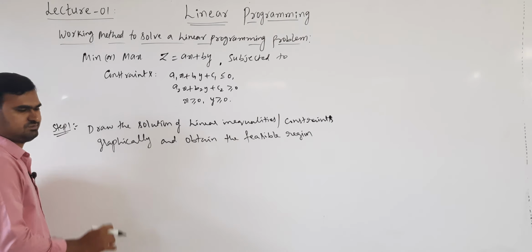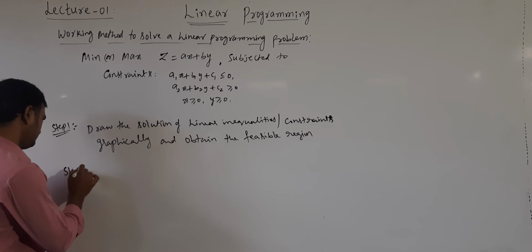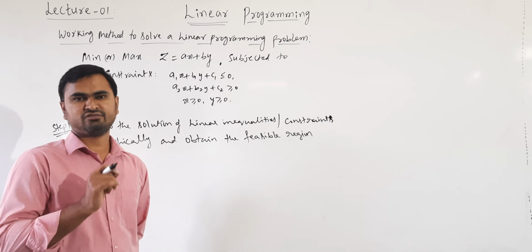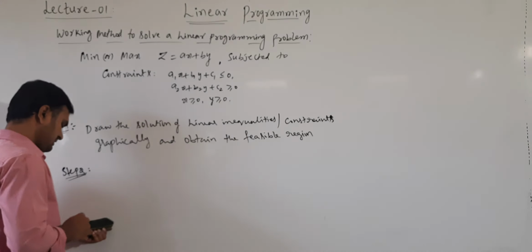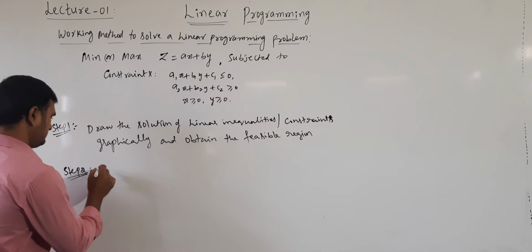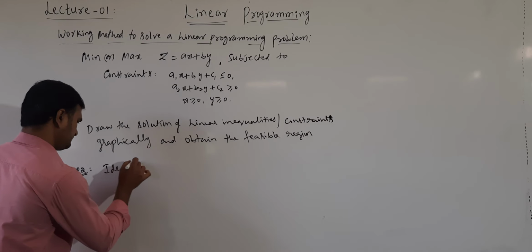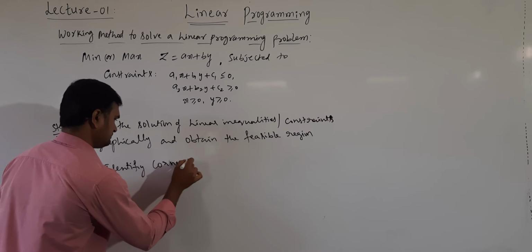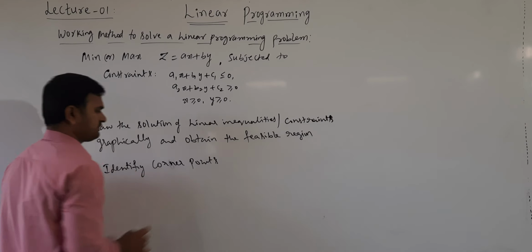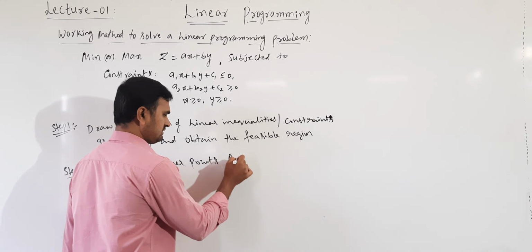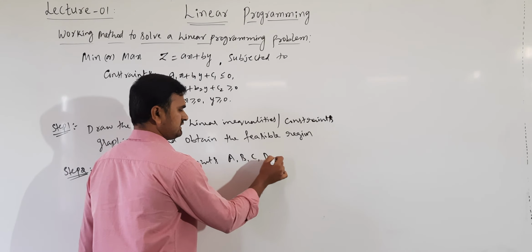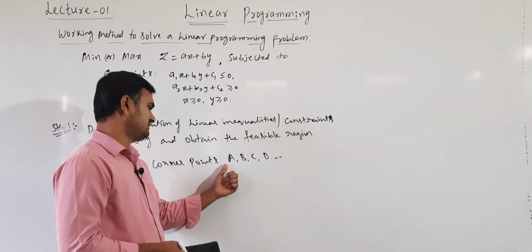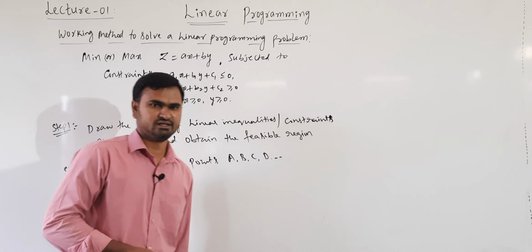Now, after obtaining the feasible region, so second step. Here the step 2 is we have to identify the corner points. After getting the feasible region, identify corner points like A, B, C, D like this. We may have 2 corner points or 3 corner points, any number of corner points will be there. So, identify the corner points A, B, C, D like this.